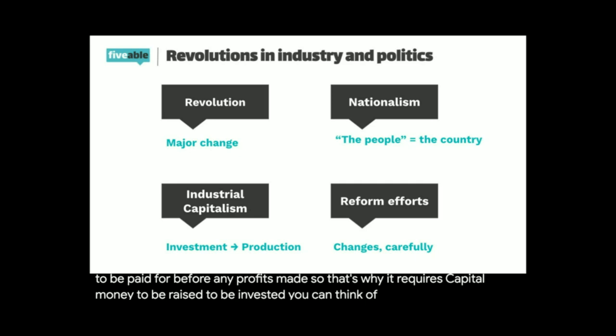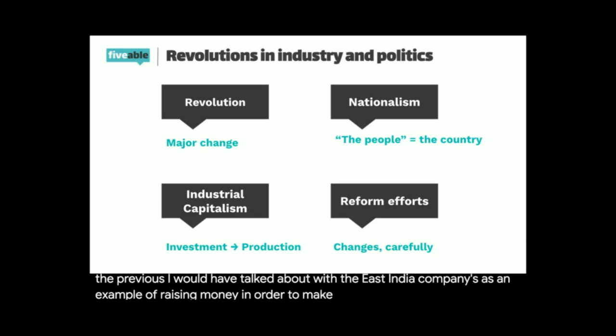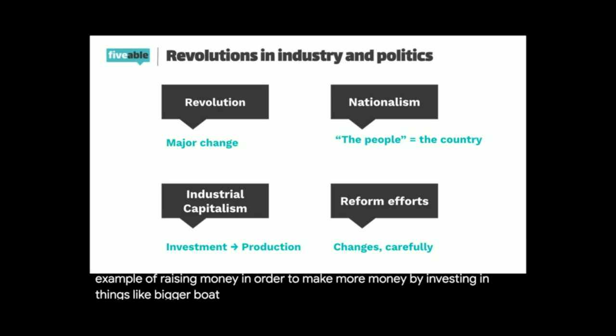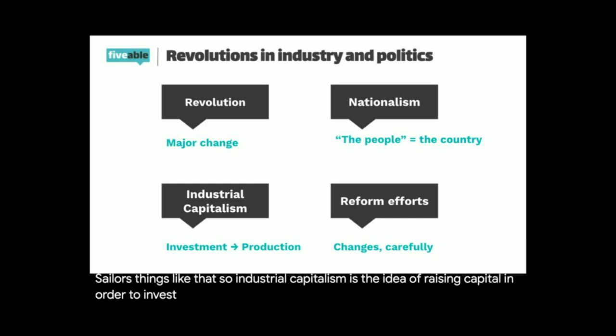You can think of industrial capitalism as something that's related to but different from the merchant-based capitalism that we would have seen previously. I would have talked about the East India companies as an example of raising money in order to make more money by investing in things like bigger boats or buying insurance or buying provisions, hiring sailors, things like that. So industrial capitalism is the idea of raising capital in order to invest to profit from manufacturing things in mass quantities. Okay. I'm going to keep going through those ideas here.